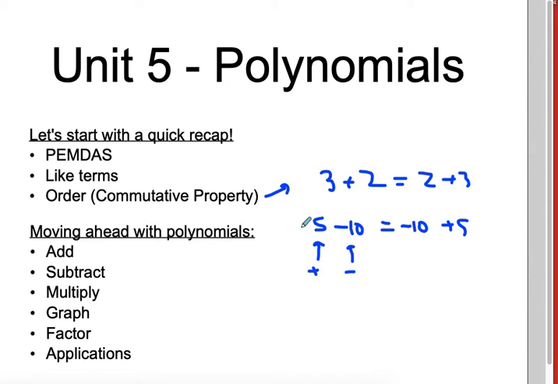So if there is no sign, it's assumed to be positive if it's out front like that. So if you want to rearrange, you just got to make sure that you keep the signs with it the same. 10 is negative, 5 is positive there.